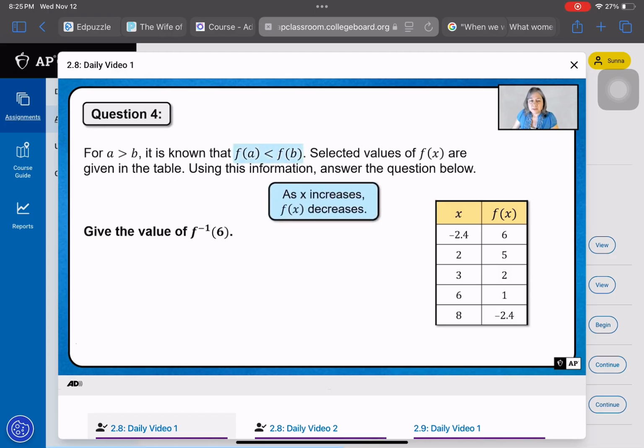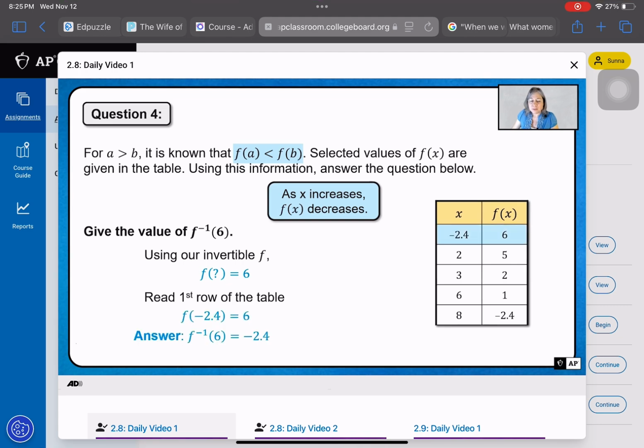Okay, so we have f of a is less than f of b for all a bigger than b. And so what that means is as x increases, f of x decreases, so we have invertibility. We can use our invertible f. We say f of what is 6? We're going to read the first row of the table. So we get f of -2.4 is 6 from the first row, giving us our answer with our reverse mapping of f inverse of 6 equaling -2.4 for our answer.